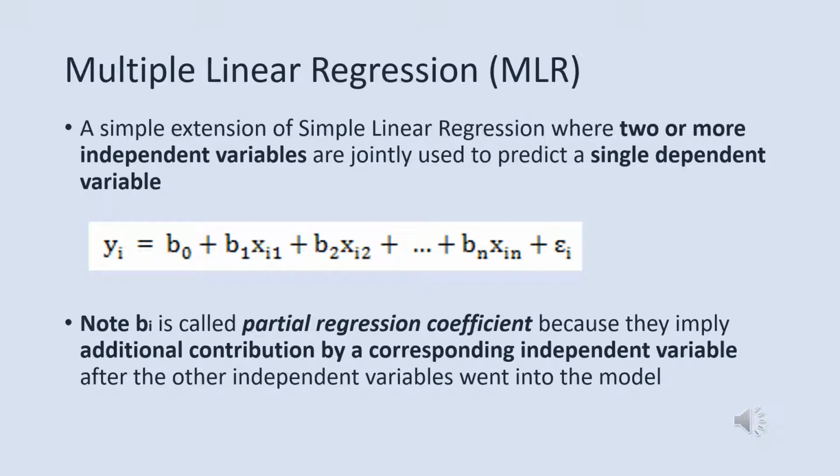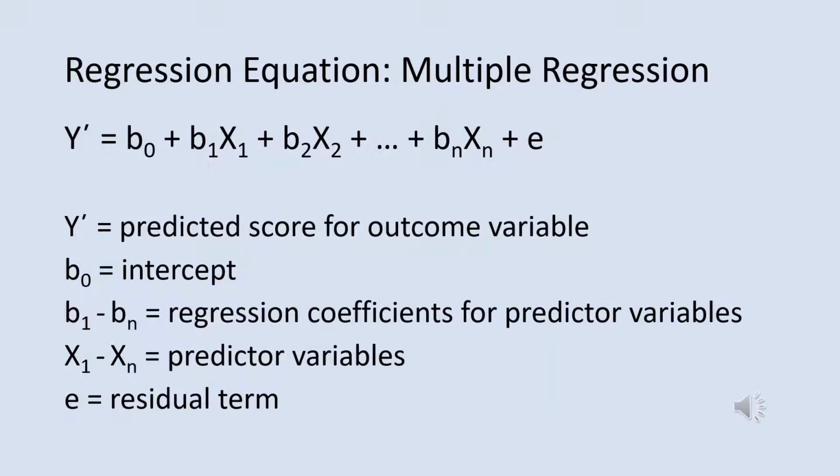And here's an illustration of the multiple linear regression equation. Note that for your predictor variables, you will only have partial regression coefficients because of the contribution by the other independent variables in the model. So this is the regression equation for multiple regression, and it is just providing all the terms and the details I provided in the simple linear regression content.